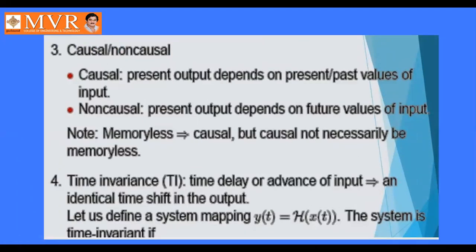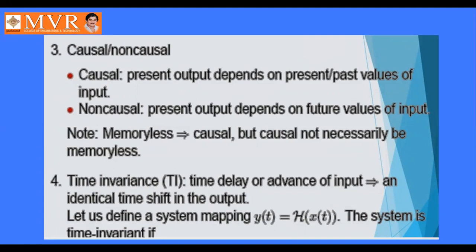Next one is causal and non-causal systems. What is meant by a causal system? The present output depends on present and past values of the input. If the output depends upon the present and past values of the input, then that is called a causal system.